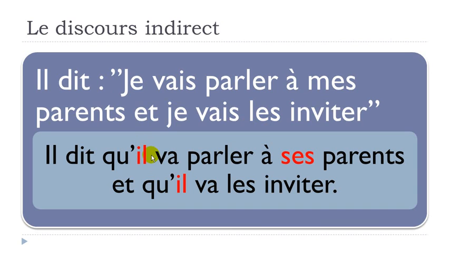So il will change. So je is becoming il. Mes is becoming ses. Je is becoming il. But then here it doesn't really change because you are just referring to mes parents, and in that case it was already the plural form les invités, so it doesn't need to change at all. Okay, so il dit qu'il va parler à ses parents et qu'il va les inviter.